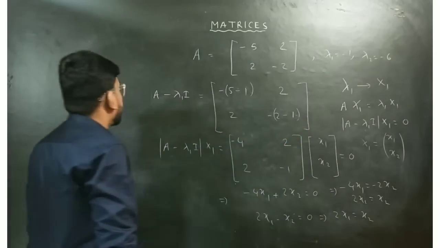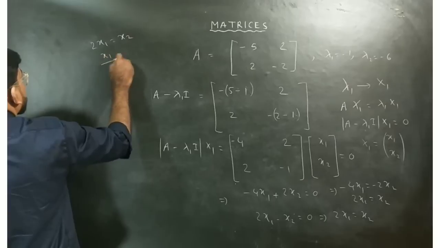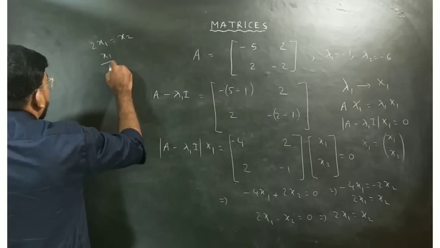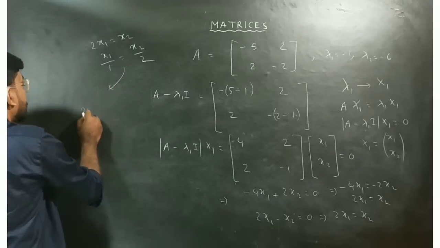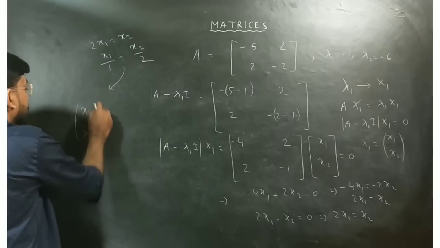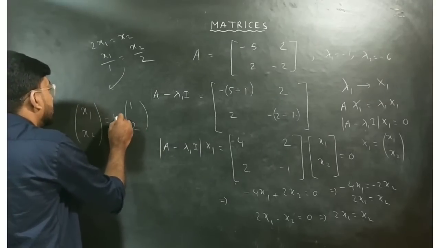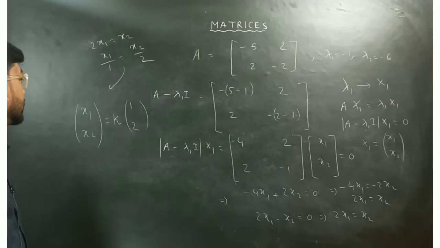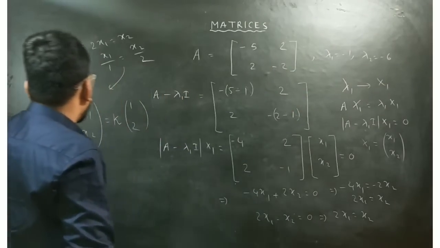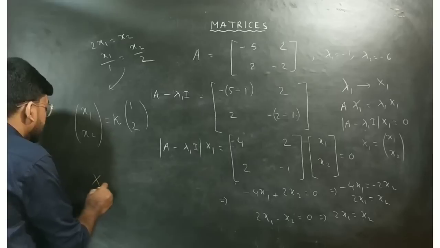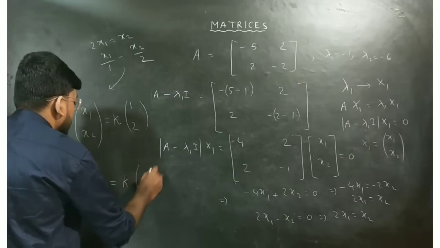So what you have is 2x1 equal to x2, and that means x1 upon 1 equal to x2 upon 2. So you can write from here that your x1 and x2 matrix will be nothing but proportional to 1 2. That means you have to write a constant over here. Okay, so this is your eigenvector for corresponding eigenvalue lambda 1 is equal to minus 1. So you can write that your x1, that is the eigenvector, is nothing but k times 1 2.